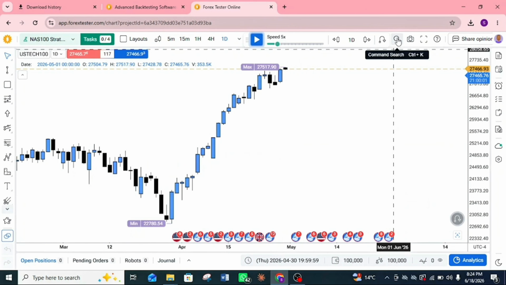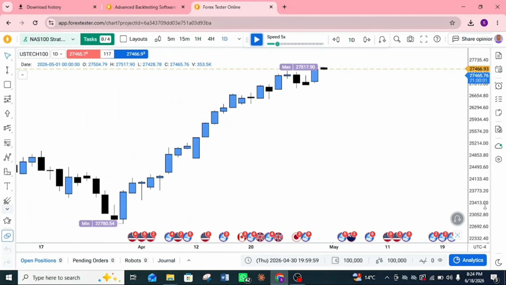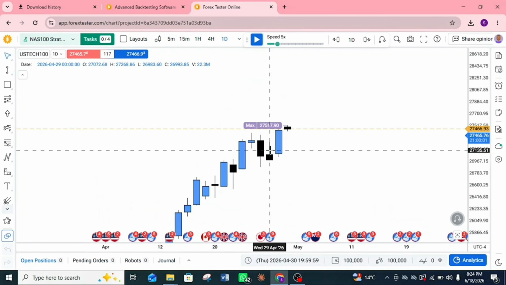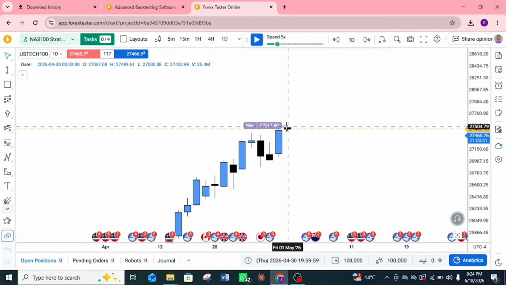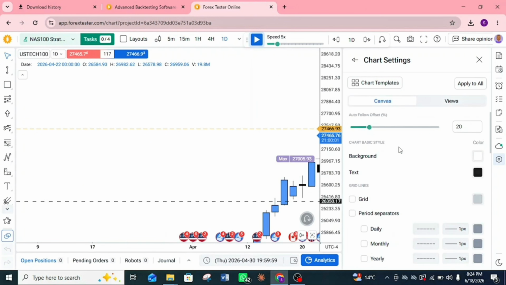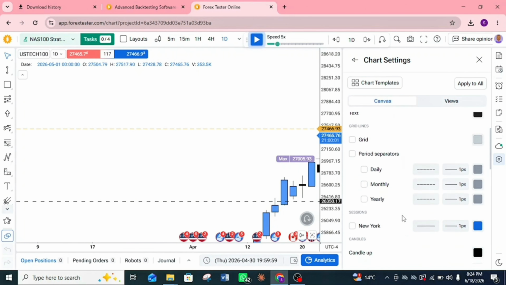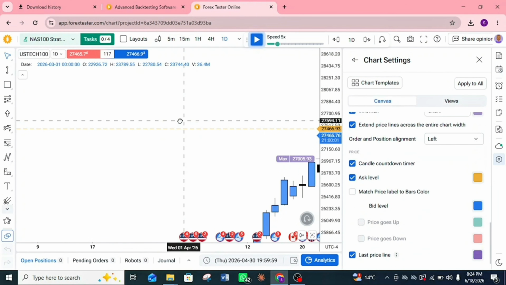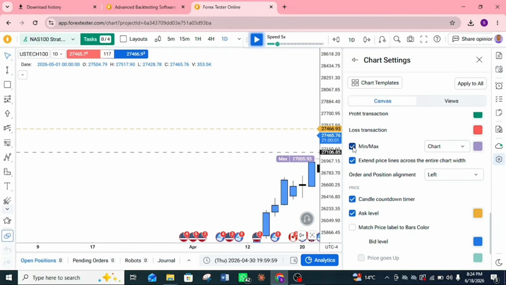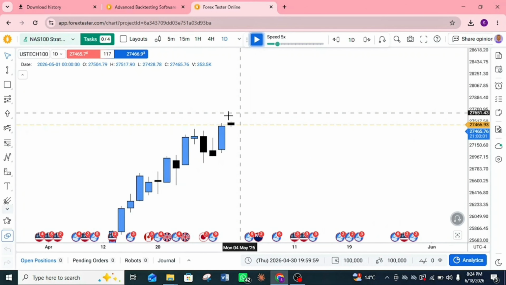Now let's see what's happening here. Zoom in. Okay. On the daily here, we are bullish. So we are looking for price to go to the upside, right? Let me remove this as well. We're looking for price to go to the upside on the daily. Okay, there we go.